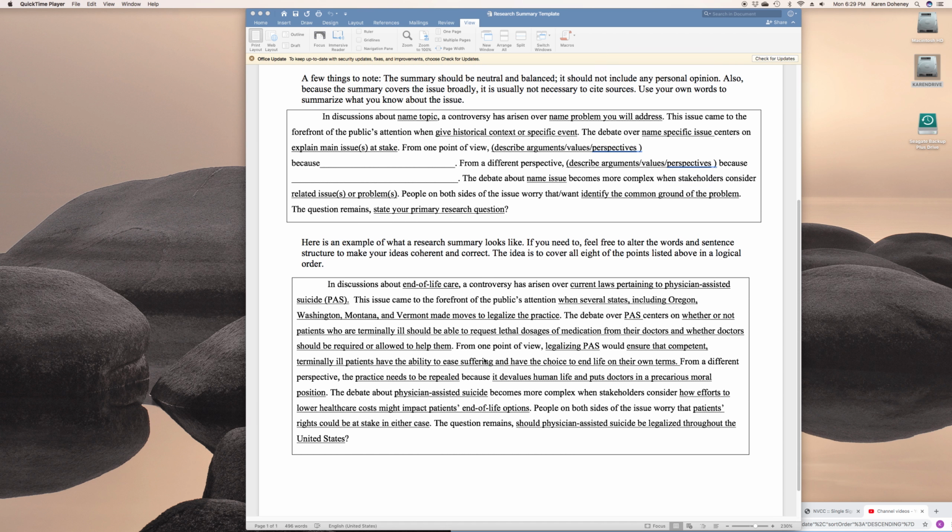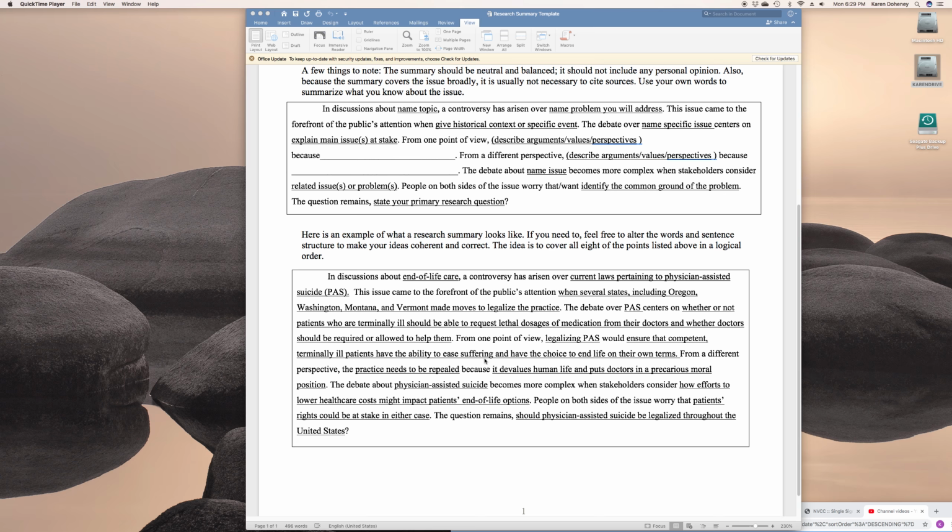So an example of what a research summary template looks like is right here. You can see this is using our physician-assisted suicide issue. You can read that, and you can see how it defines things fairly specifically and gives specific pieces of information, but it doesn't cite the CQ Researcher article because this is pretty general knowledge. These are just ideas rather than specific information. So you can see how that works.